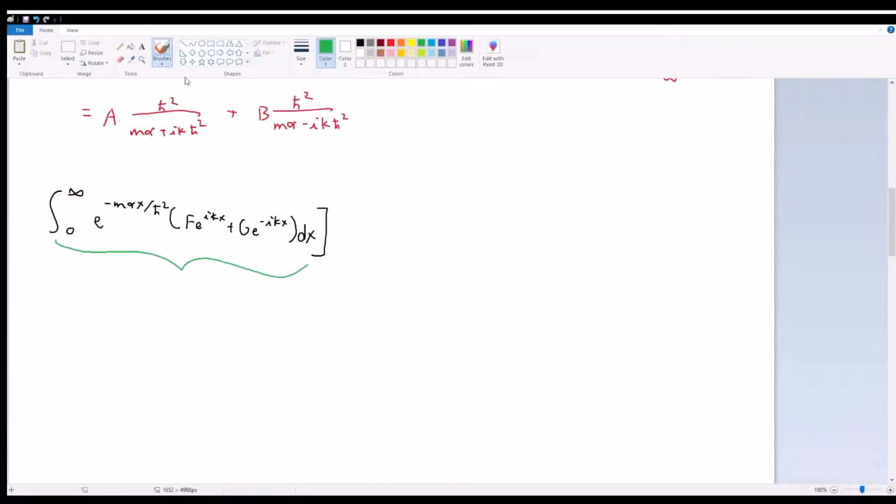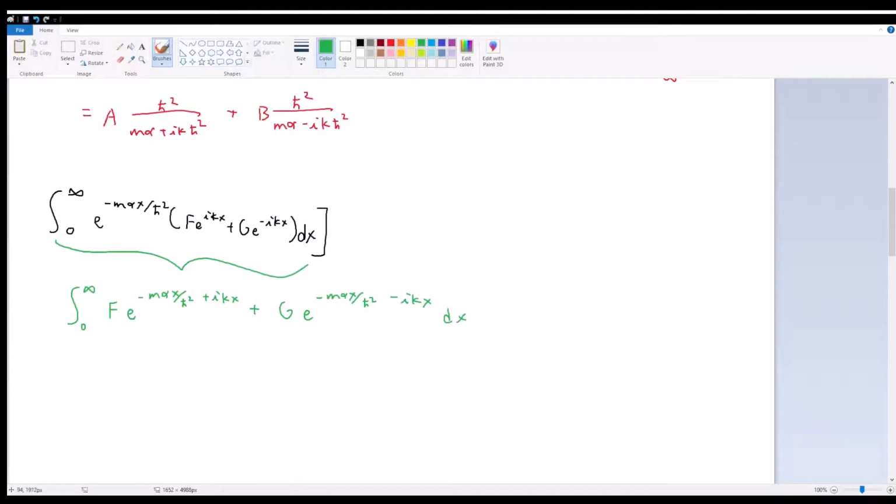Okay, this is going to give us an integral from 0 to infinity of f times e to the negative m alpha x divided by h bar squared plus ikx, plus g times e to the negative m alpha x divided by h bar squared minus ikx, dx.